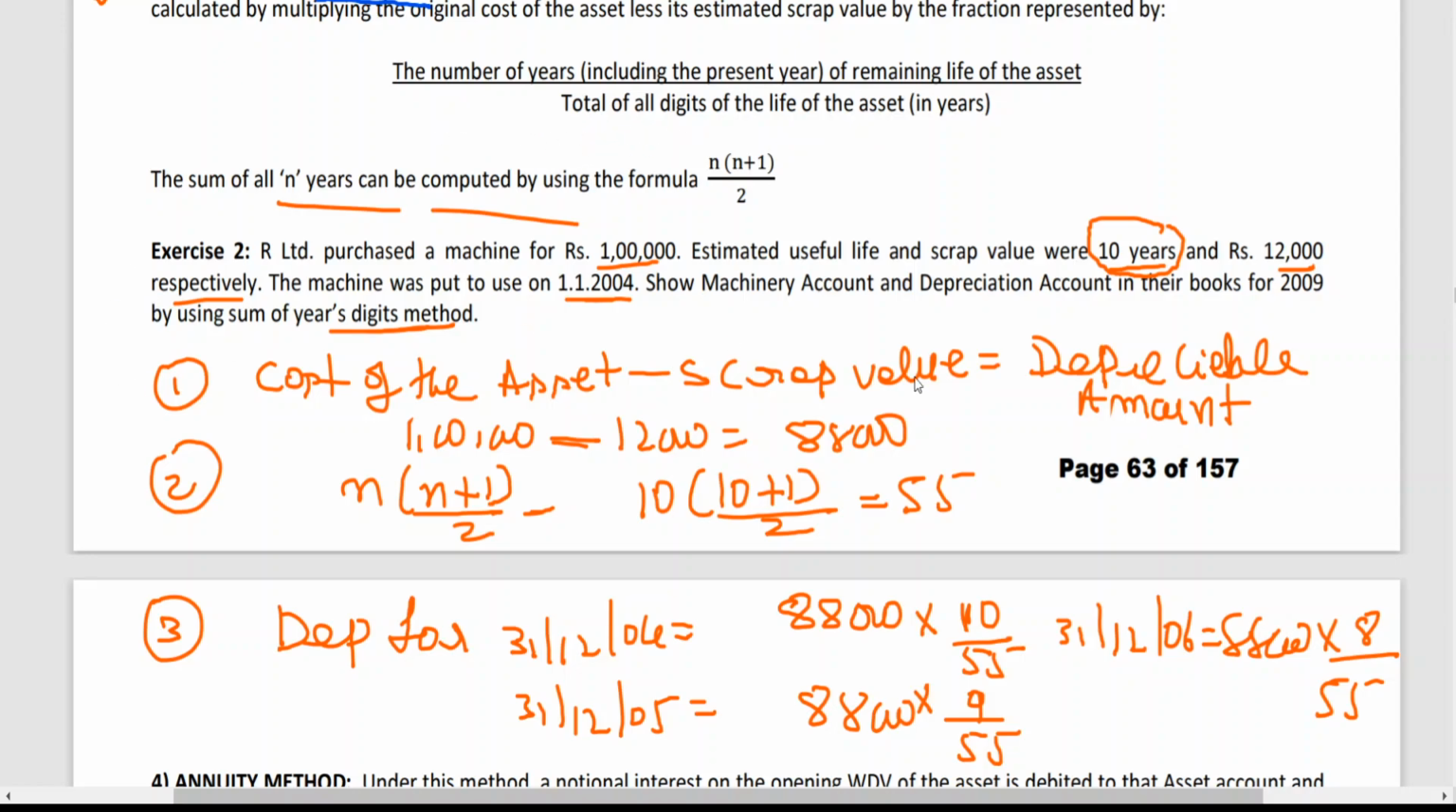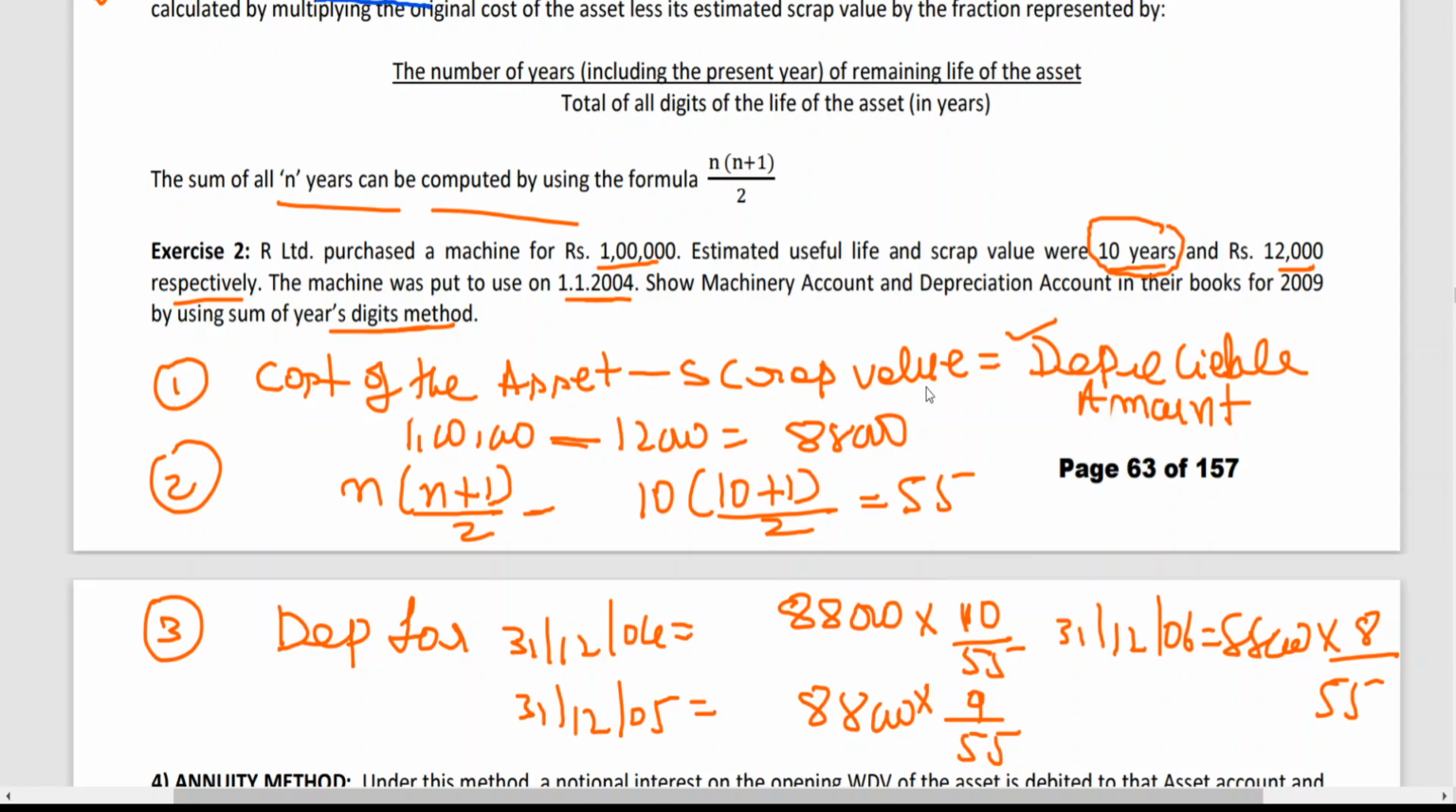Cost of the asset, depreciable amount I want. Depreciable amount is equal to cost of asset minus scrap value. Then next I want n into n plus 1 by 2 for getting the denominator. Numerator is first year lifespan of the asset. Second year, lifespan of the asset minus 1. 10 minus 1. Next year 9 minus 1. Next year 8 minus 1. Like that it keeps on going. Year after year the lifespan value is going to come down.